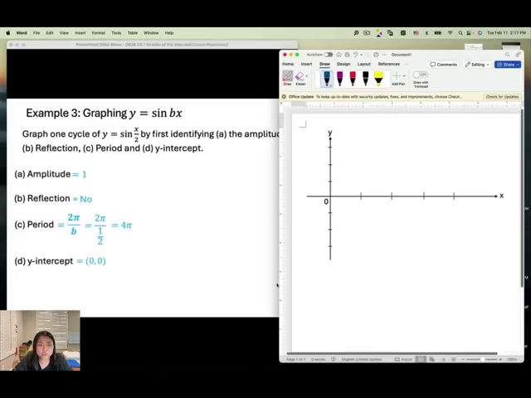Okay, after we have this information, we try to graph y equal to sine x over 2. So first, you know the period is equal to 4 pi. So we're going to put 4 pi here. One period will be equal to 4 pi.